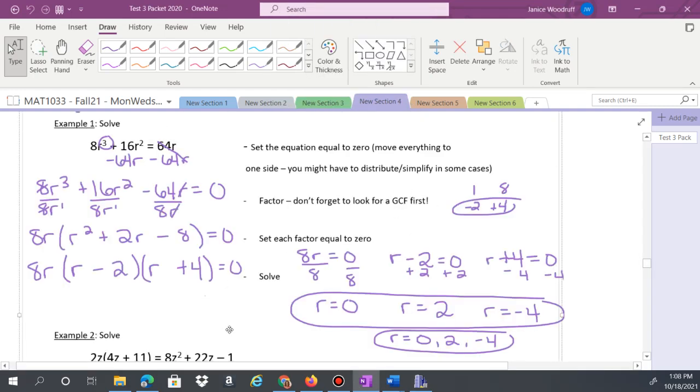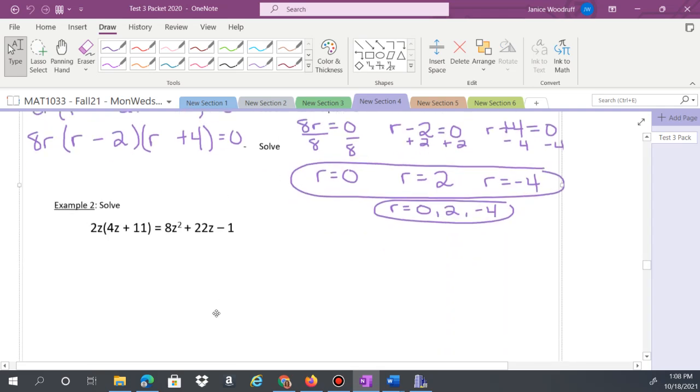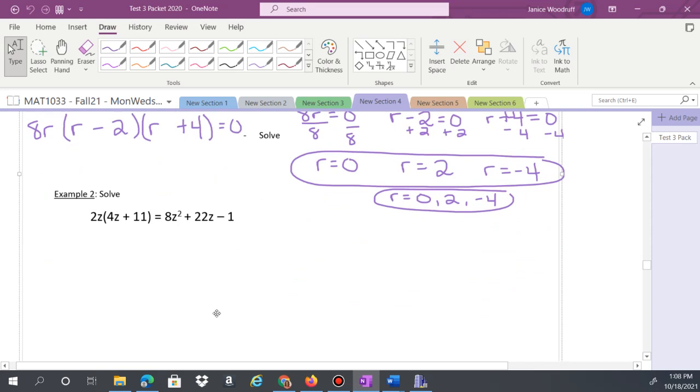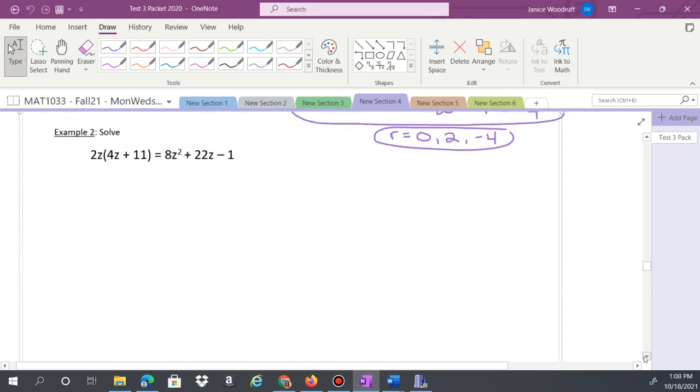You're just taking it one step further and solving each factor. Okay, so let's take a look at example 2. So example 2, we want to get everything to one side first. So in order to do that here, I am going to have to do some distributing.